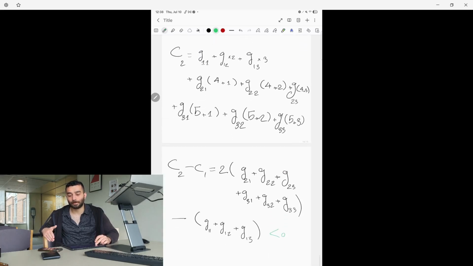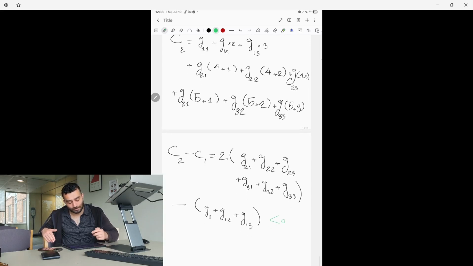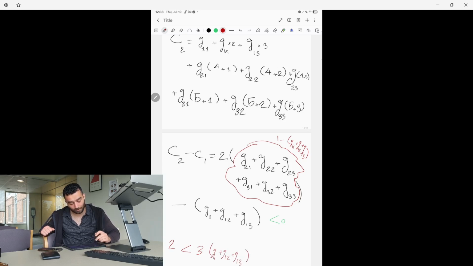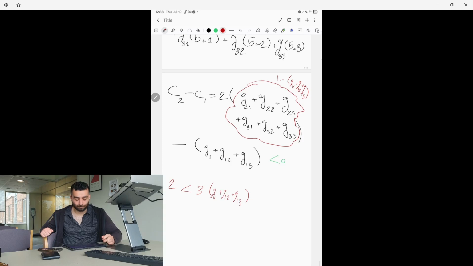Because 2 times 10 will be... so what is this one, by the way? This whole thing is 1 minus G11 plus G12 plus G13. So we are saying 2 times that should be less than G11 plus G12 plus G13, right? That's what we are saying. So only if bag 1 is greater than 2/3 of the population, we can do this.